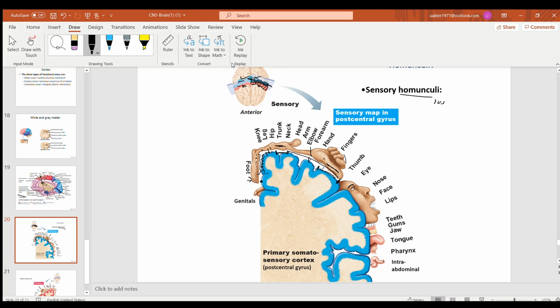Why is the hand area bigger in the brain? Because you use your hand, fingers, right, to feel the things. So sensory receptors are more in your hand than your trunk. Make sense? More in your foot. That's why foot area is bigger than your leg. Make sense? So this disproportionate map in the brain is called the homunculus, and the word homunculus means dwarf.